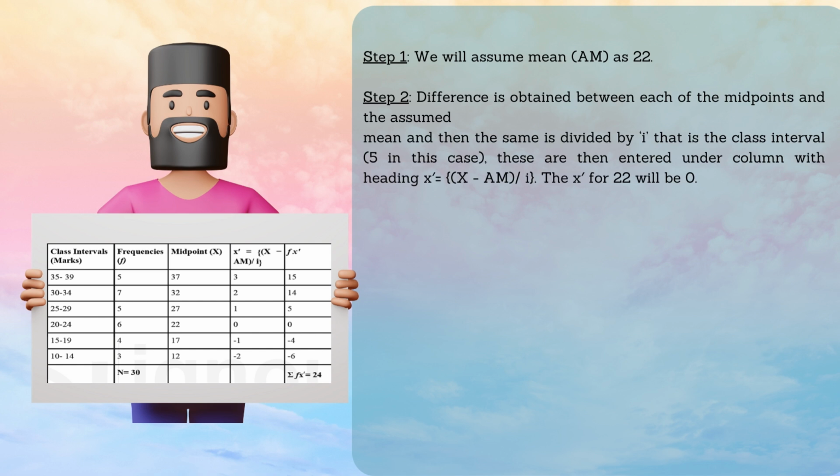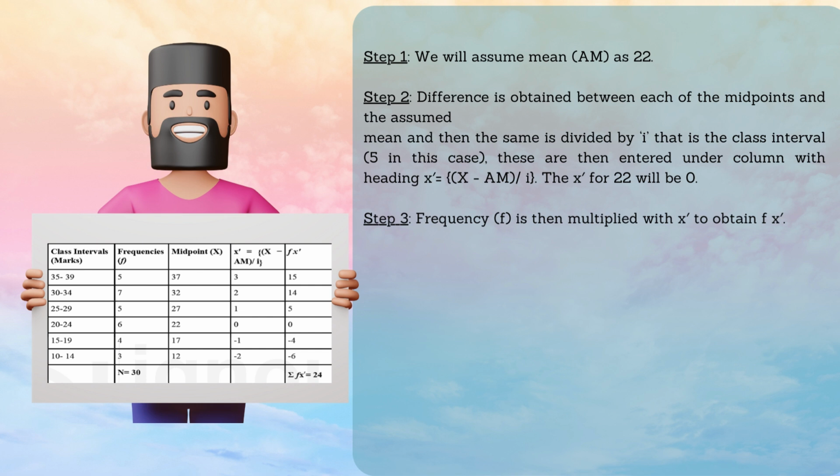You can see here for the class interval 20 to 24, we have assumed mean 22 and x bar is equal to 0. You can calculate accordingly. In the third step, we go for the frequency times x bar. We multiply f, the frequency, into the x bar that we have obtained. For the class interval 20 to 24, f x bar would be 0 because x bar is 0 and f is equal to 6. So, 6 into 0 is equal to 0. Similarly, we do this for all the class intervals.